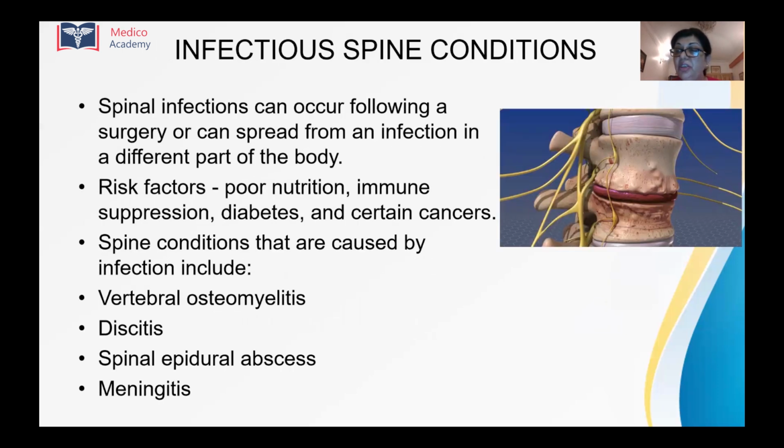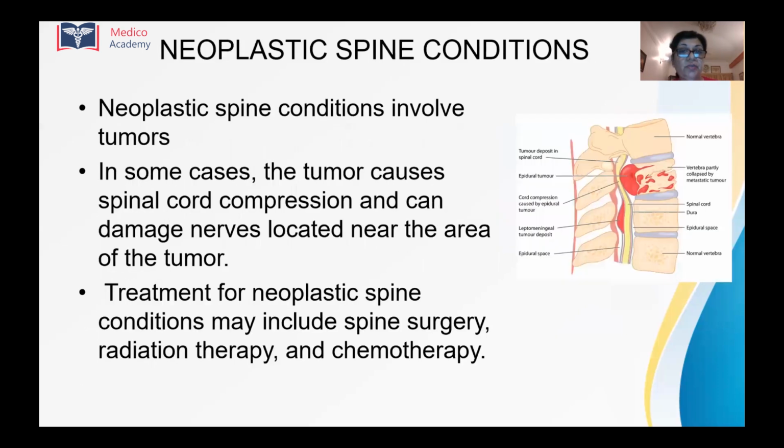Infectious spine conditions can occur following surgery or can spread from an infection in a different part of the body. There are certain risk factors which increase the chances of contracting an infection in the spine, like poor nutrition, immune suppression, diabetes, and certain types of cancer. Spine conditions that are caused by infection include vertebral osteomyelitis, discitis, spinal epidural abscess, and meningitis.